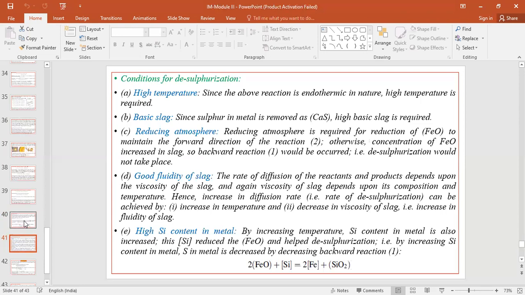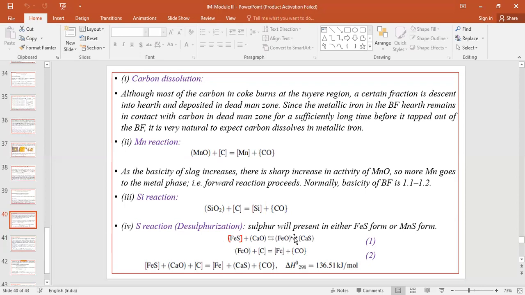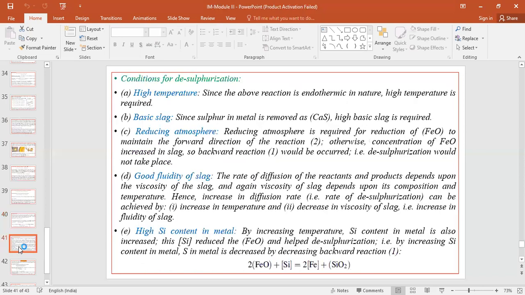Reducing atmosphere is required for reduction of FeO, because if the concentration of FeO in the slag increases, there is a possibility that this reaction can move in the backward direction. So to suppress the backward reaction, this FeO is reduced by carbon, such that the activity of FeO in the slag is reduced, so that this reaction cannot move in the backward direction. That's why for effective desulfurization, we require a reducing environment.